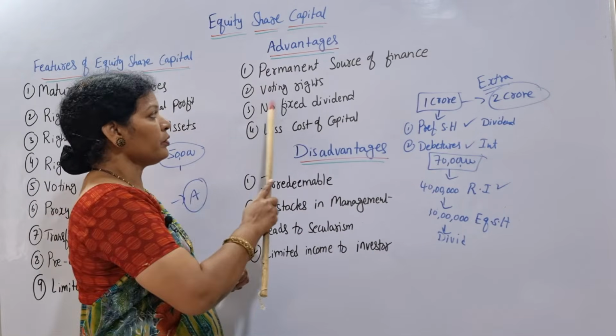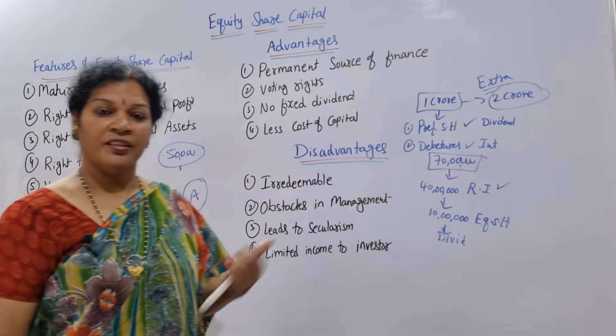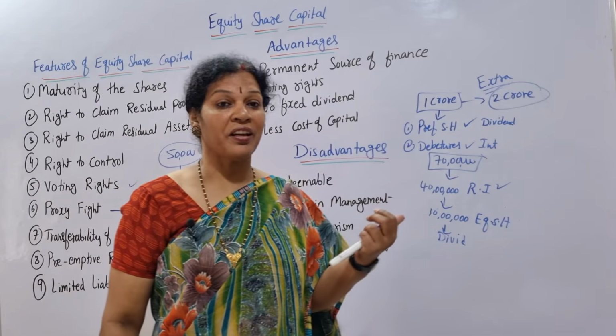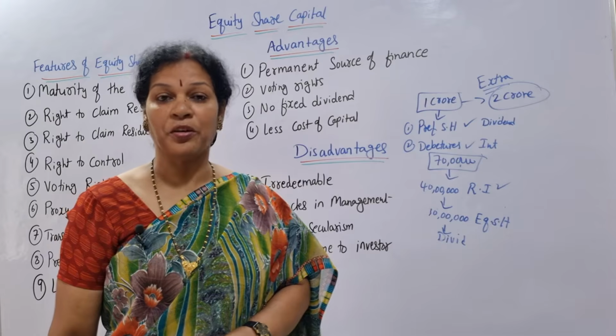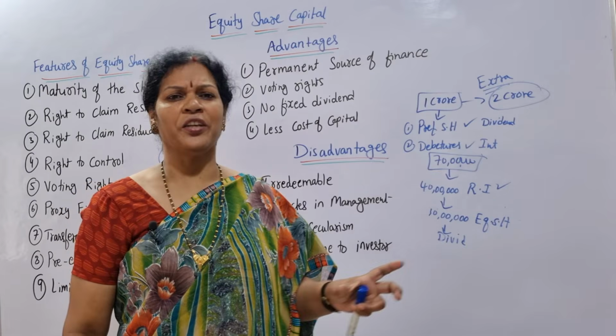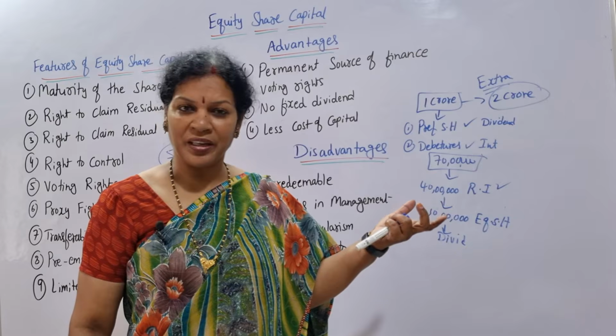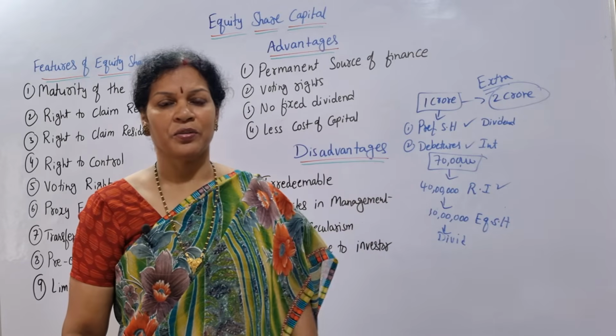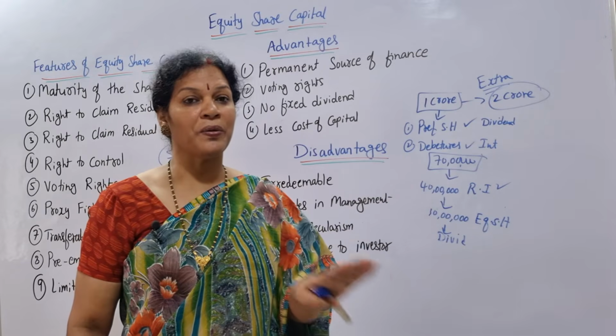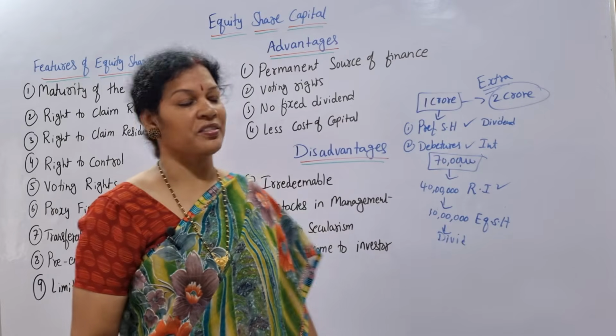Next one, voting rights. As all the equity shareholders have the right to vote, they enjoy this. They feel that they are owners of the company. They'll come and participate. So that is why this is one of the advantages for the equity shareholders.